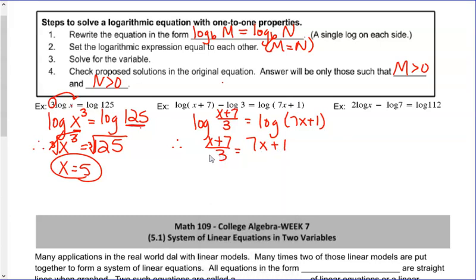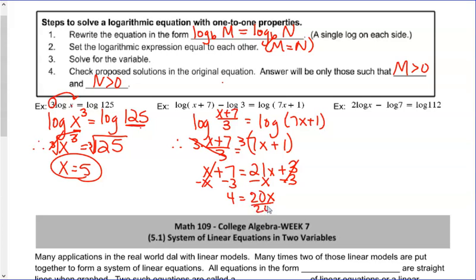I'm first going to get rid of that fraction. If that's a divide by 3, let's multiply by 3, which means I have to multiply all of this by 3. So I'm left with what's on top, which is x plus 7. And after I distribute, I get 21x plus 3. And I'm going to minus x and minus x, so I have a 20x here, which means I have to subtract 3 and subtract 3. So this goes away, that goes away. This leaves me with 4 is equal to 20x.